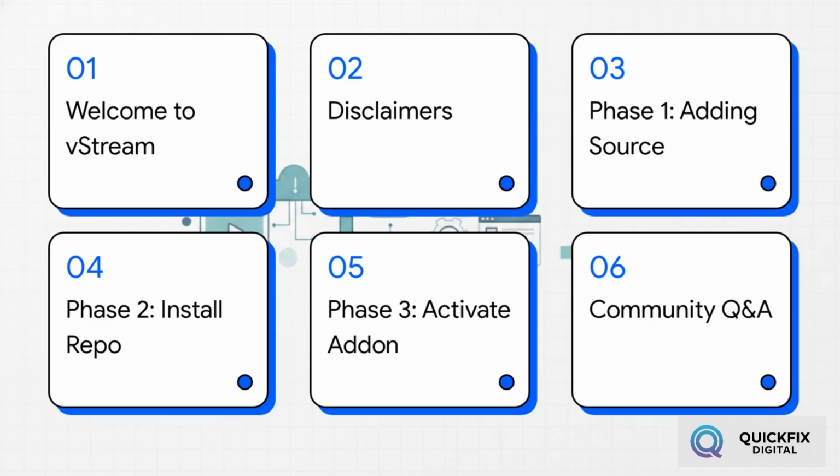First, a quick welcome to vStream. Second, we'll go over the necessary compliance disclaimers. Then we hit the actual installation. Phase 1 is adding the source. Phase 2 is installing the repository. And Phase 3 is activating the add-on itself. Finally, we'll wrap it all up with some real community feedback and Q&A. All right, let's do this.